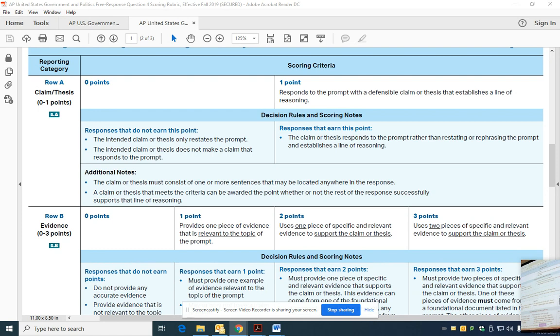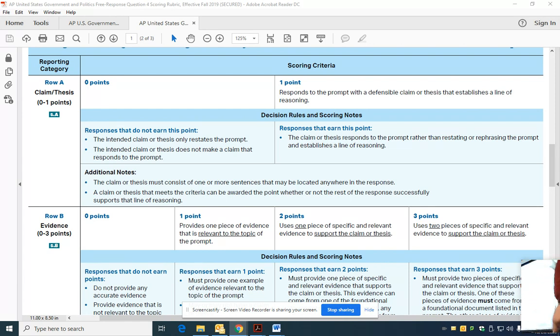So it's going to give you some choices, some options. You have to choose your claim. What's your claim going to be? And then also you have to provide a line of reasoning behind that. Just basically restating the prompt is not going to get you a point.